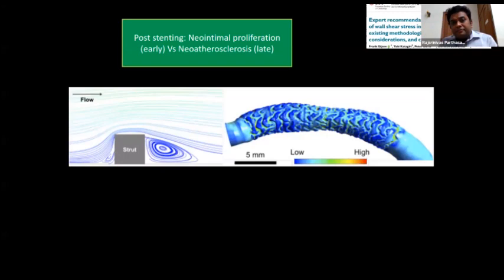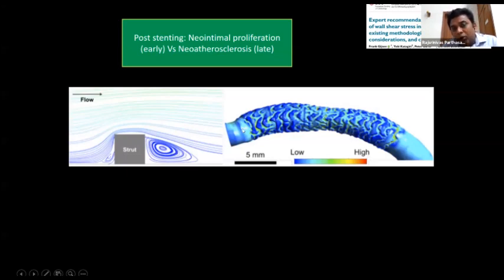That is neo-intimal proliferation and neo-atherosclerosis. These are two entirely different concepts. The neo-intimal proliferation occurs early, whereas neo-atherosclerosis occurs late. Neo-intimal proliferation involves only the intima, wherein there is a proliferation of the intima and smooth muscles. There are no macrophages and no foamy cells in neo-intimal proliferation. And neo-atherosclerosis occurs late, wherein you have macrophages and foamy cells forming. So the important concept I wanted to touch upon is that after every strut, there is an area of flow change that occurs, and there is an area of low wall shear stress.